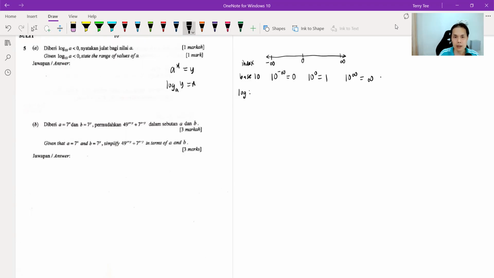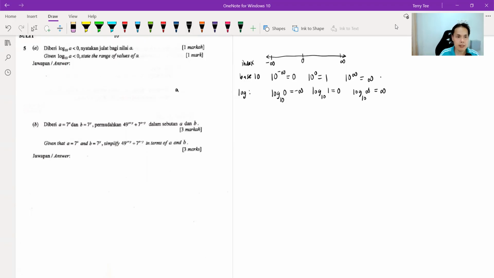So here, the first one, log, what's your base? 10. What is your number? 0. The result, negative infinity. Second one, log, what's your base? 10. What's your number? 1. What's your power? 0. The third one, log base 10 of infinity equals infinity. Now, why do I show you this? To help you understand that when you see log base 10 of a is less than 0.